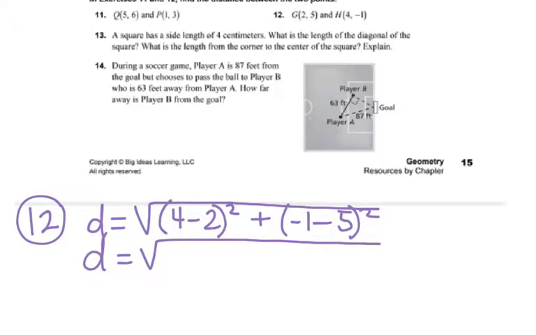I've gone ahead and written out the numbers for 12. So this is my x's, and this is my y's. You have to make sure that you go the same direction. Okay, so if you subtract g from h, then they both have to be g from h. So this gives me 2 squared. This gives me negative 6 squared.